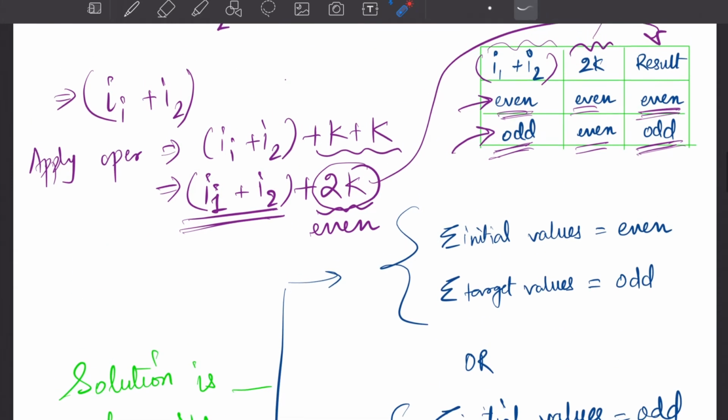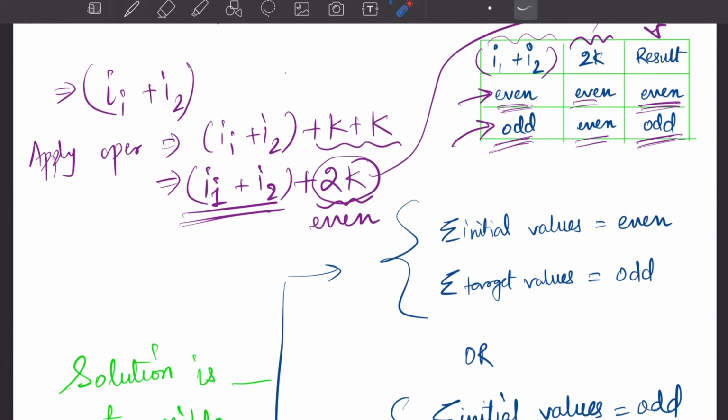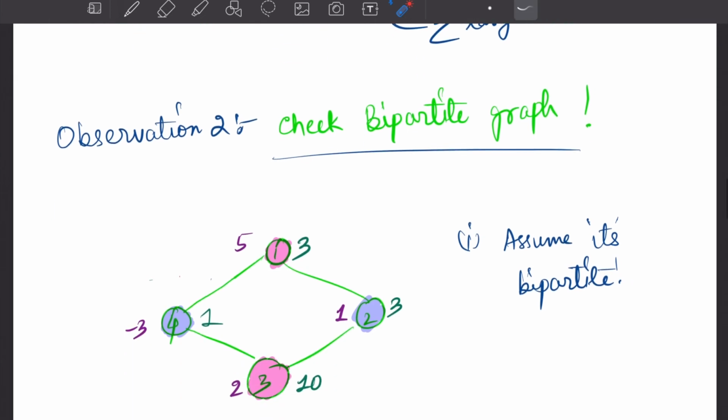Why? We have already seen. Because the parity of the summation of initial values cannot change even after applying these operations, because these operations are even. So the result will be the same parity as the beginning. So that was the first observation.